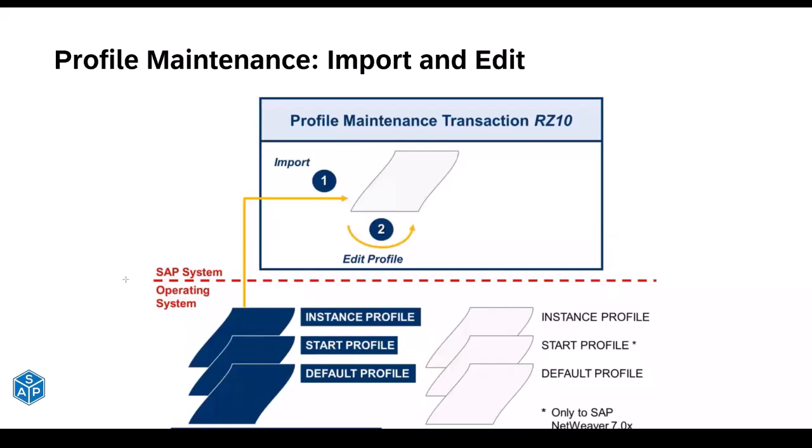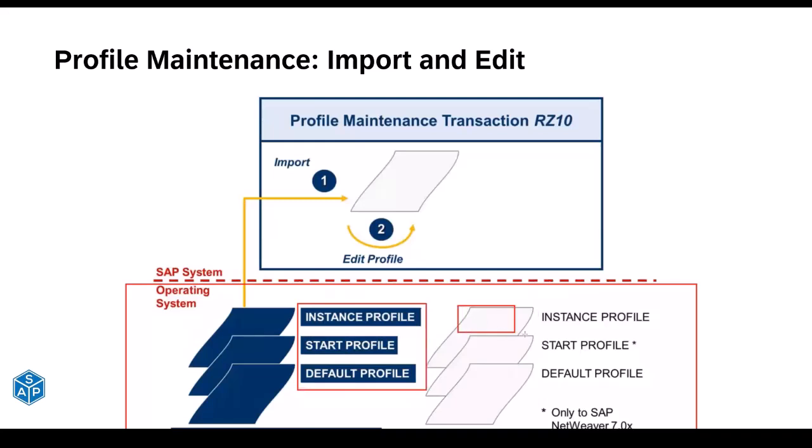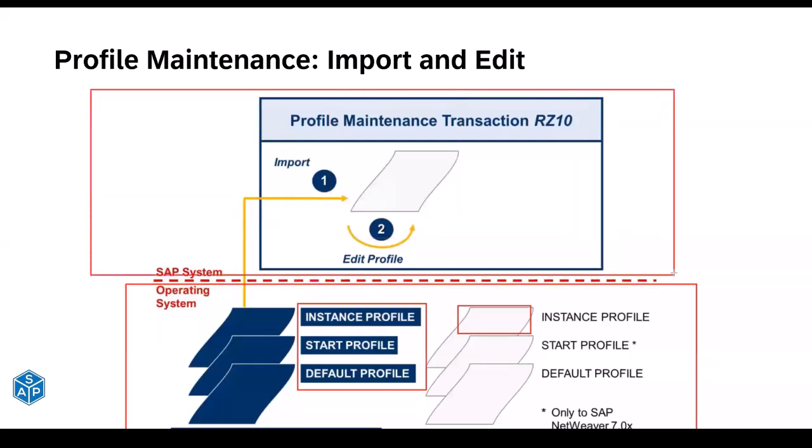The first layer is the layer on your operating system. These are the different profiles: instance profile, start profile, default profile, and so on. These are the actual profiles over here. And on your upper layer, you can see the profile which is available in the SAP system from RZ10. So where does it store this information of this profile? It stores inside your database. It is not mentioned in the screen, but it stores inside your database.